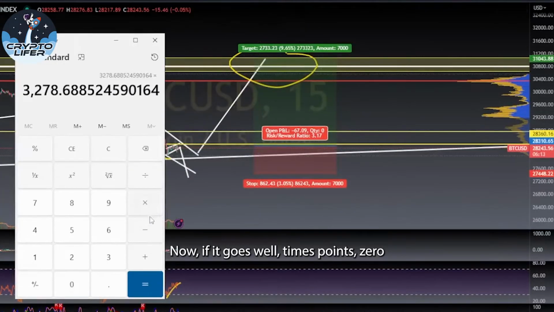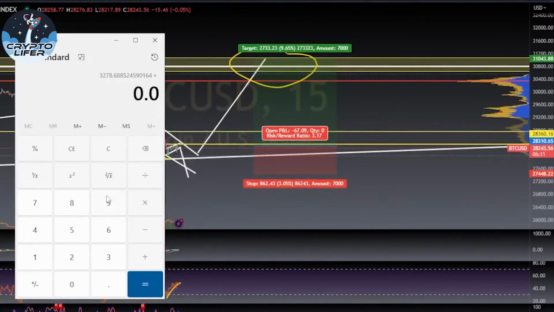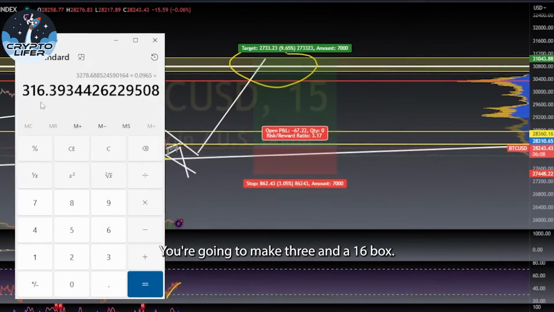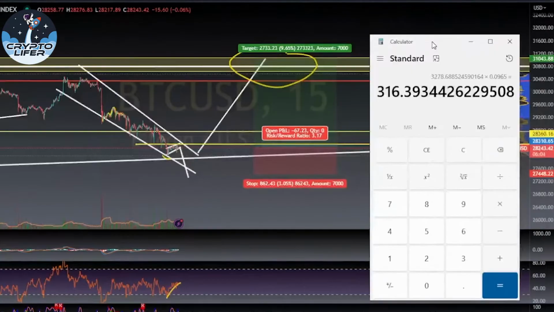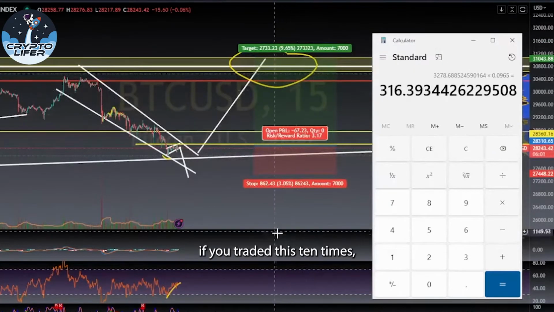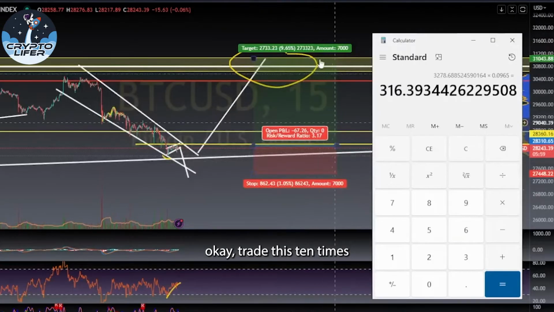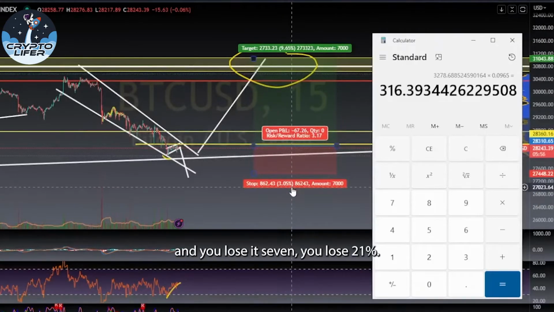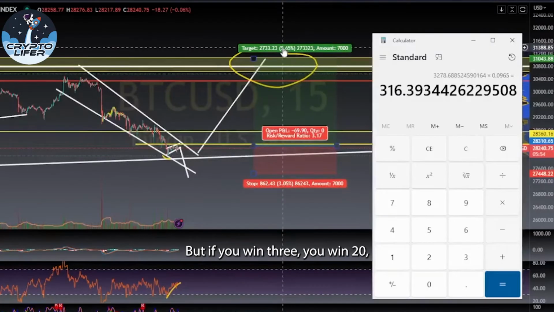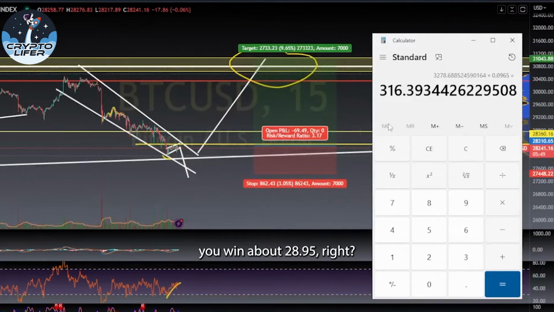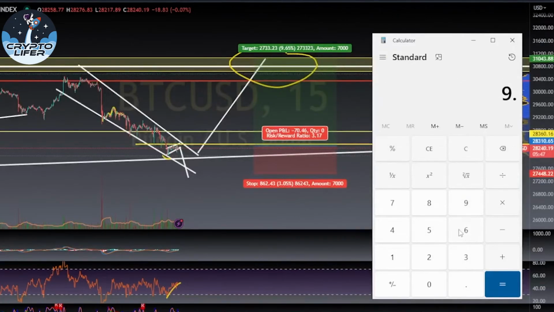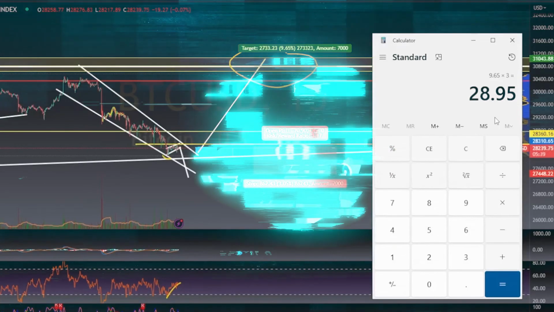Now, if it goes well, times 0.0965, you're going to make $316. But if it goes wrong, you're going to lose $100. Get it? In this case, if you traded this 10 times and you lose 7, you lose 21%. But if you win 3, you win about 28.95%. See, I did the math there, 28.95.